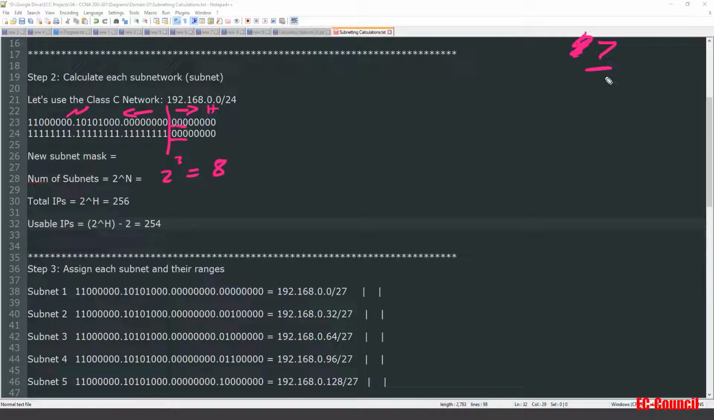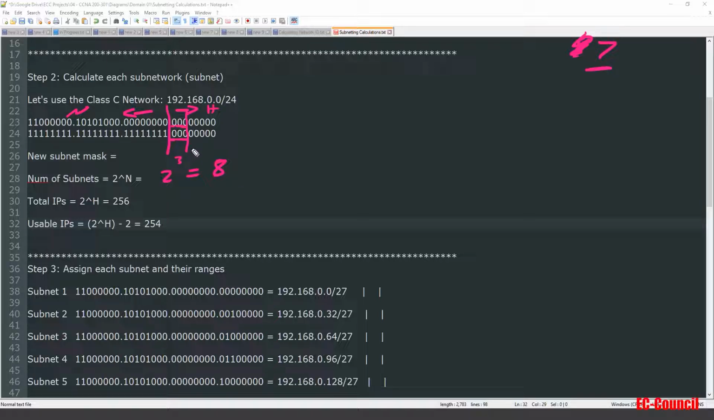But we need 7. So what should we do? If we borrow 1 bit less, we will be short of a lot of networks. So it's better we get the exact number of networks, or we go 1 bit higher and the extra network will be used for future reservation. So we have satisfied this so far: we will be taking 3 host bits that will represent our new network bits. But that being said, how many host bits do we have remaining? What we can do is draw another line right here.